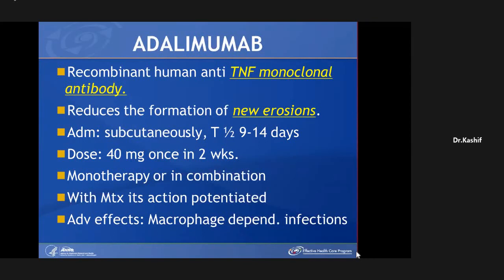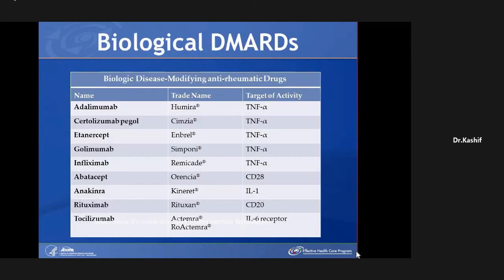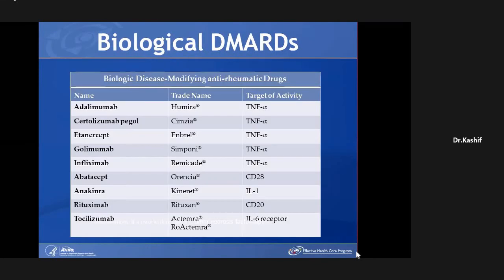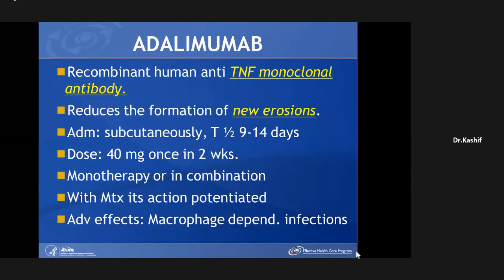Okay, so we discuss one by one. Although it's difficult to define every drug, I try to focus on some important biological drugs. Adalimumab is basically a recombinant human anti-TNF monoclonal antibody. It reduces the formation of new erosions in inflammatory conditions.